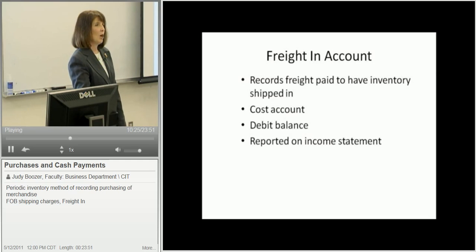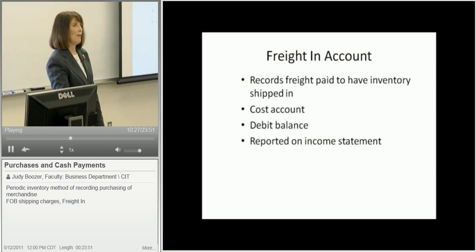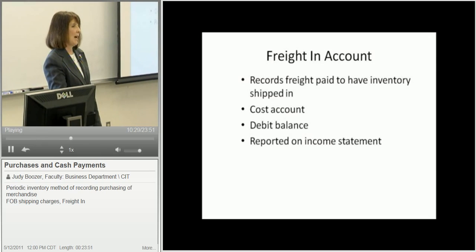So it's an account called Freight In. It's whenever you have freight charges added to the invoice. Freight means shipping. Okay? In whatever method happens to be the case for it. Could be air, could be ground, could be truck, could be train, could be whatever.